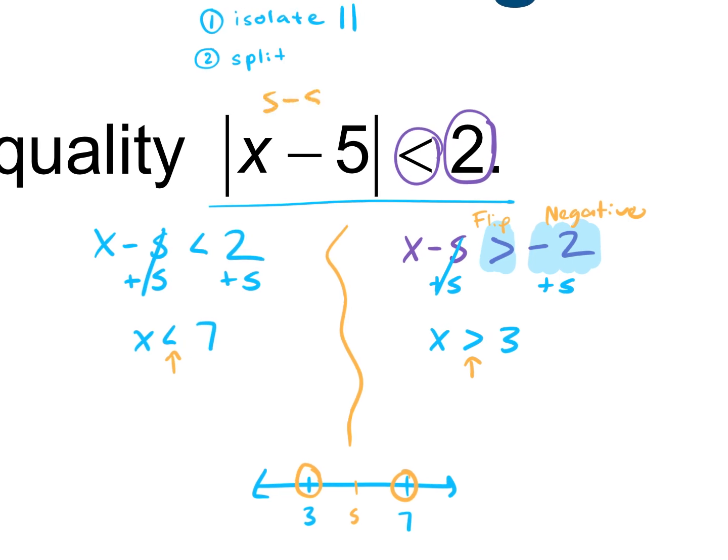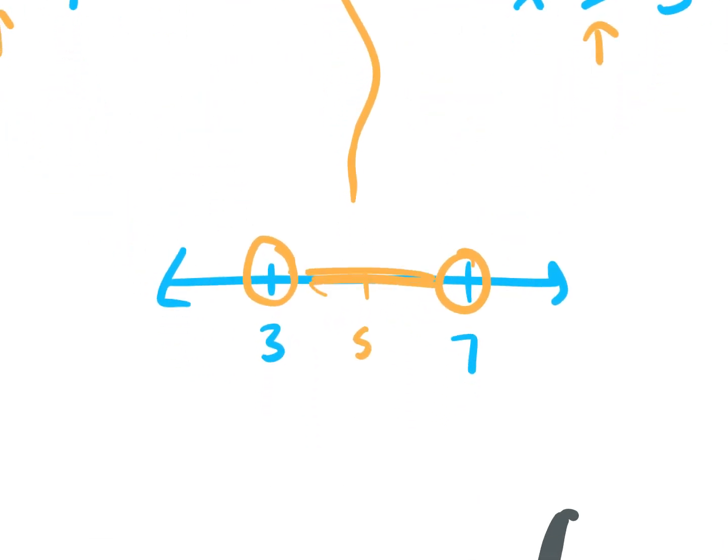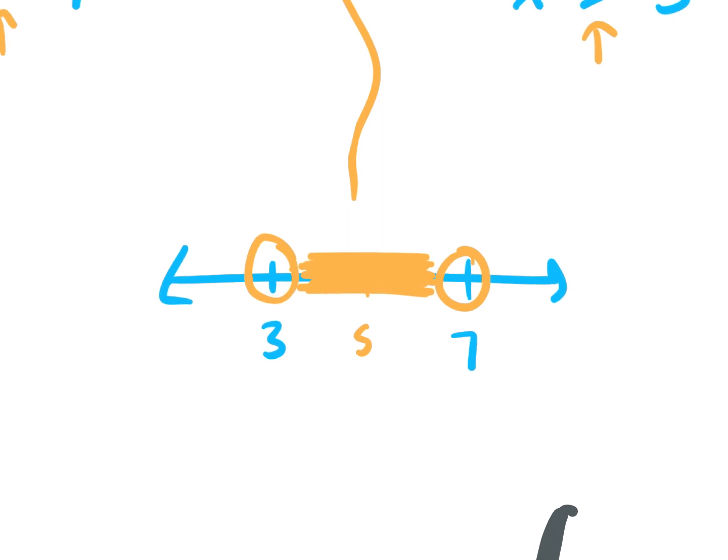So here we have 5 minus 5, and the absolute value is less than 2. What's the absolute value of 0? 0. So is 0 less than 2? Yes, since it's true, we shade where the number we plugged in is.